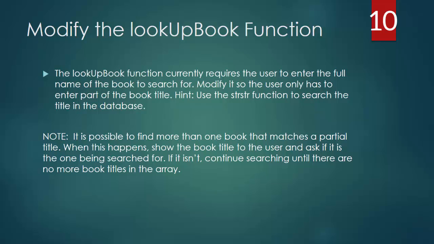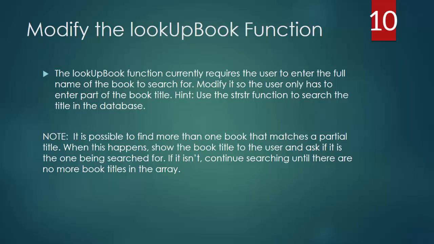The lookUpBook function currently requires the user to enter the full name of the book to search for, but we will modify it so the user only has to enter part of the book title. There's a hint saying to use the string function to search the title in our arrays. It is possible to find more than one book that matches a partial title, and when that happens, we will show the book title to the user and ask if that's the one being searched for, and if it isn't, we will continue searching until there are no more book titles in the array.